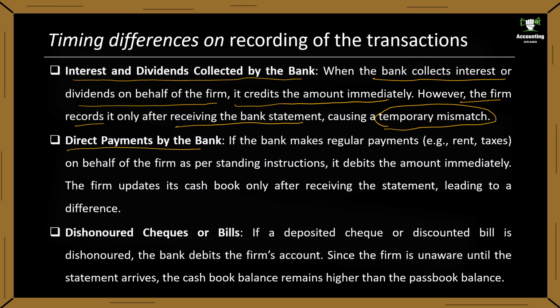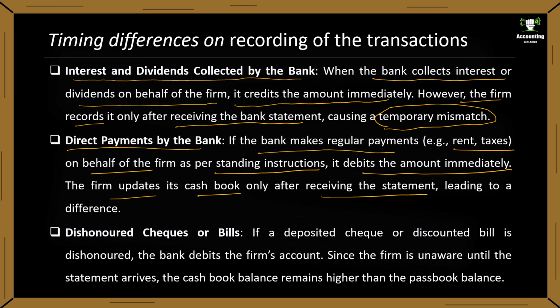Direct payments by the bank. If the bank makes regular payments, for example rent, taxes, etc., we would have asked the bank to make the regular payments on behalf of the firm as per standing instructions. By giving a standing instruction, we can ask the bank to make repetitive payments like rent, taxes, etc. The bank debits the amount immediately. The firm updates its cash book only after receiving the statement, leading to a difference.